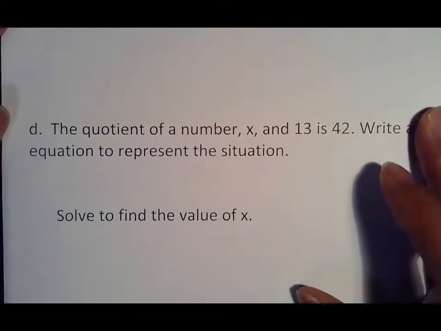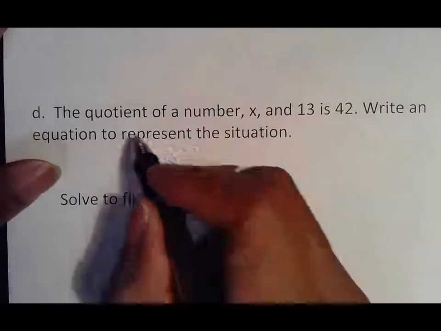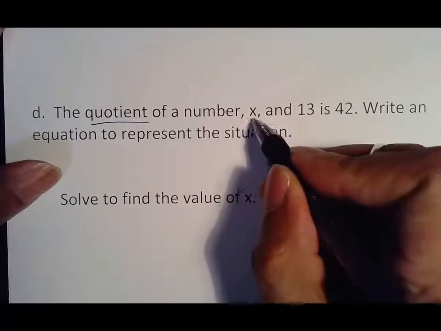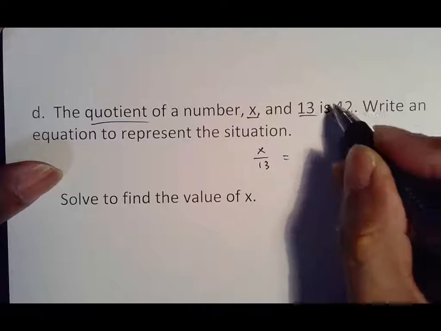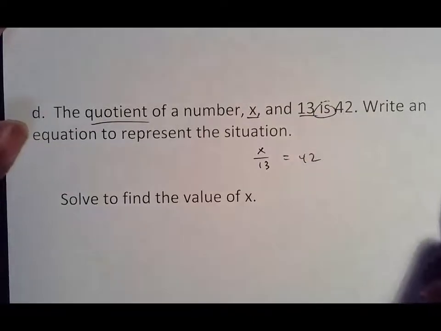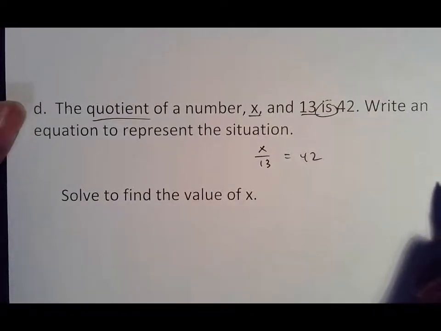The quotient of a number x and 13 is 42. Quotient means divide. That means we're going to have a fraction. And this one, whatever is first is on top. So it's x over 13 equals 42. It's a direct translation.